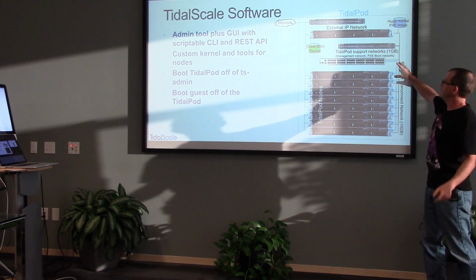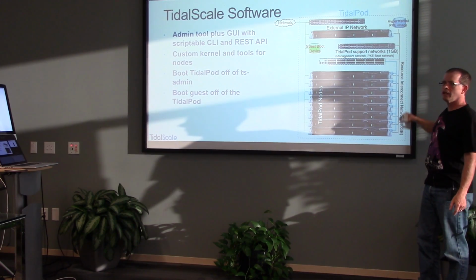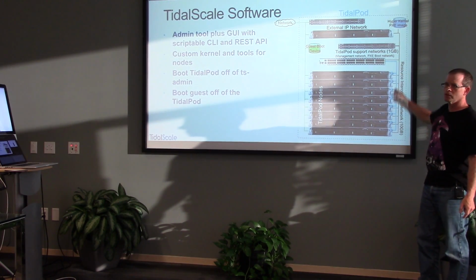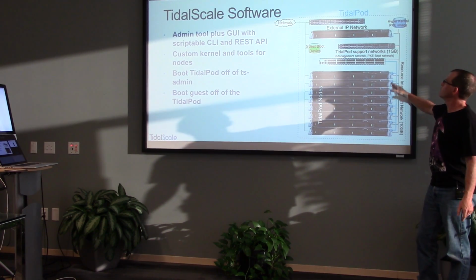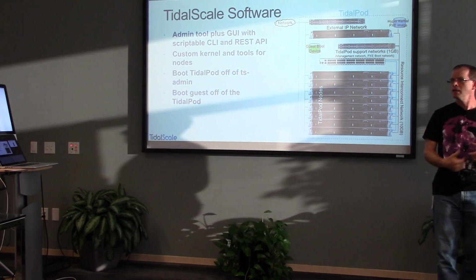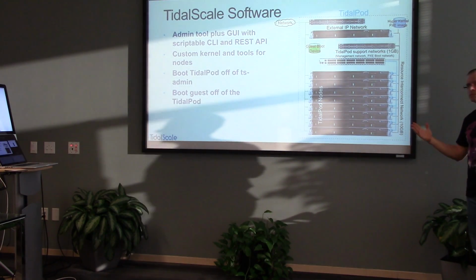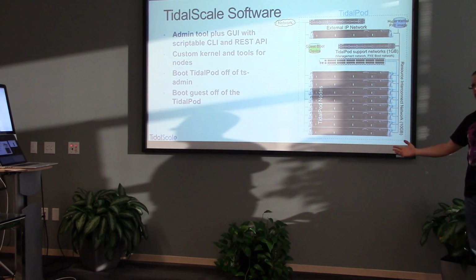and in our case, we have this backplane of a 10 gig E network that we use to stitch together all the nodes. That becomes our resource bus. And then we provide the guest an external network as well. So once you boot the guest, you're just on Linux or FreeBSD. You have networking, you have all the things you're used to having.